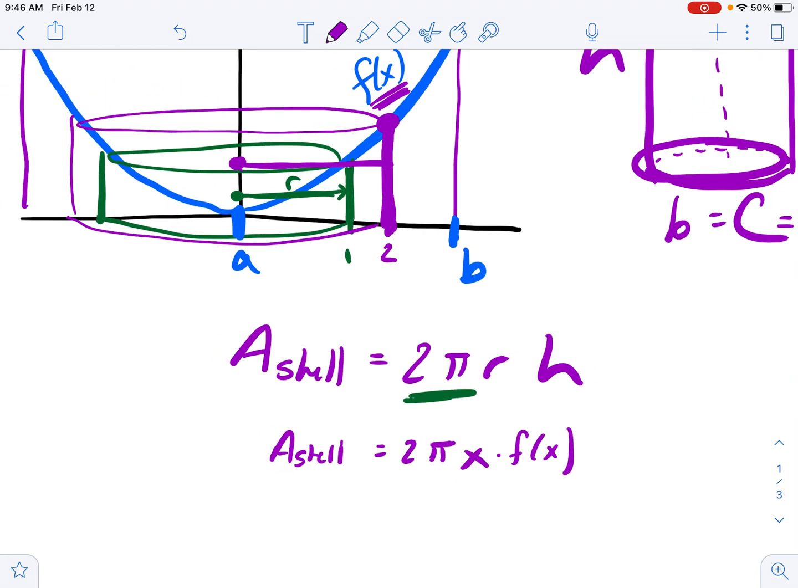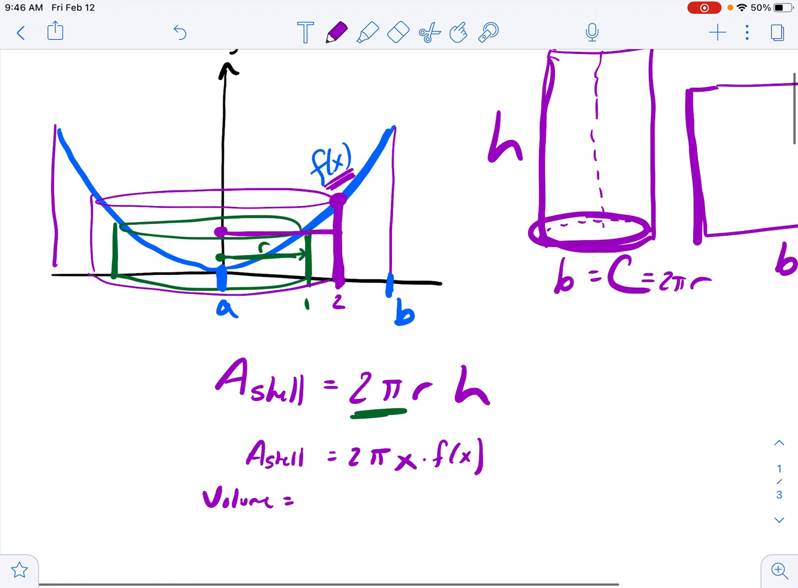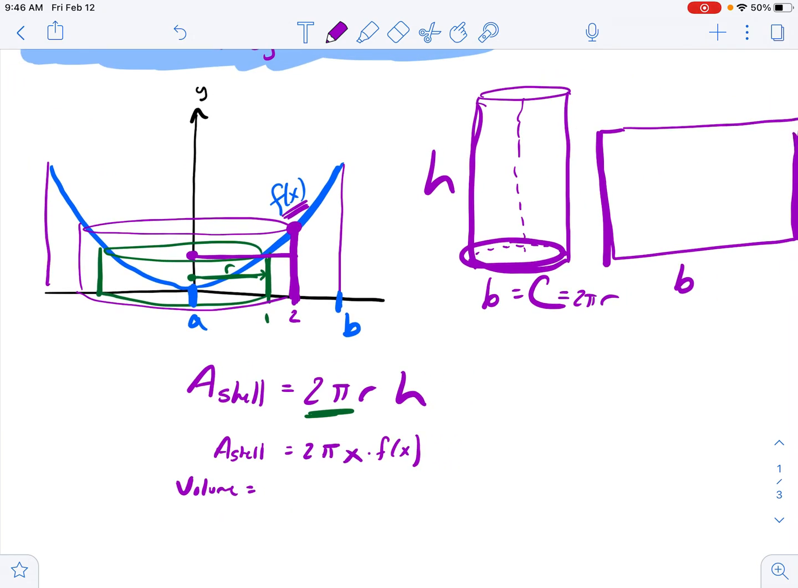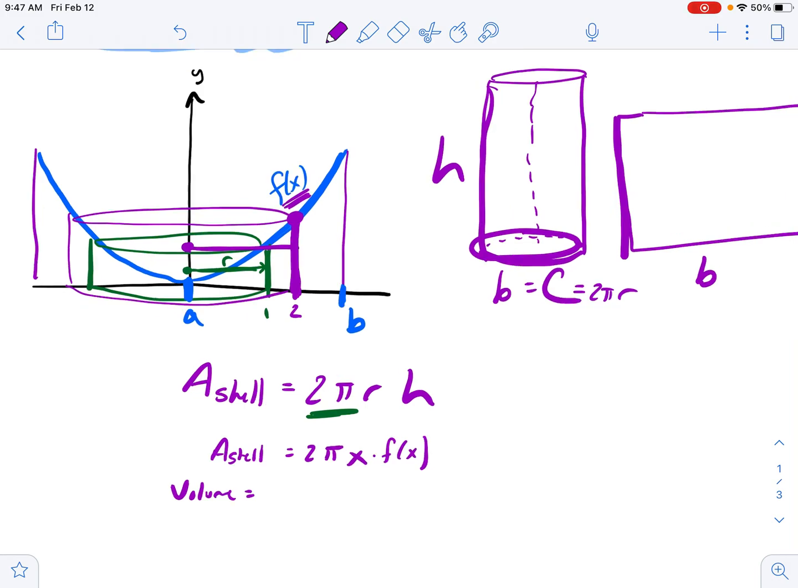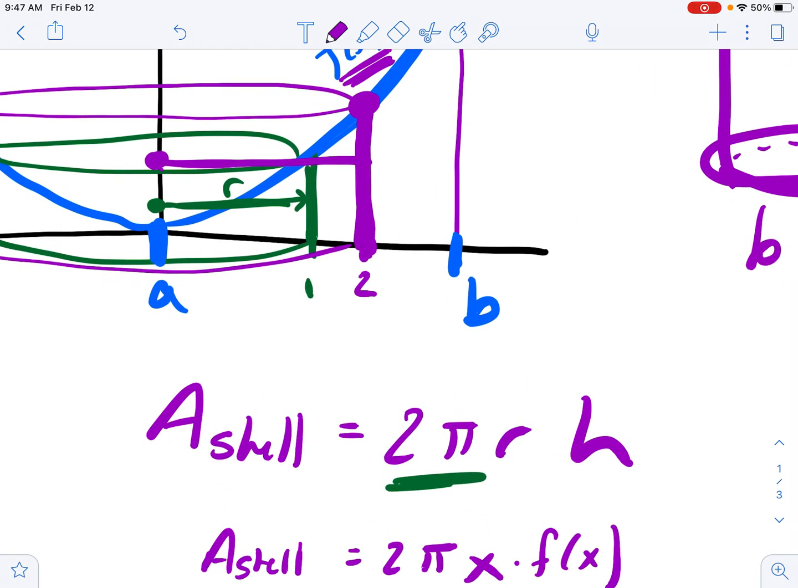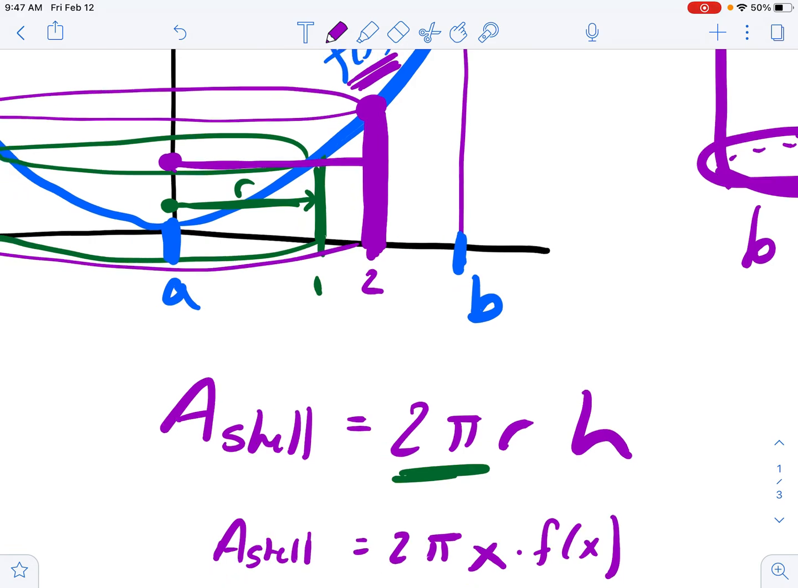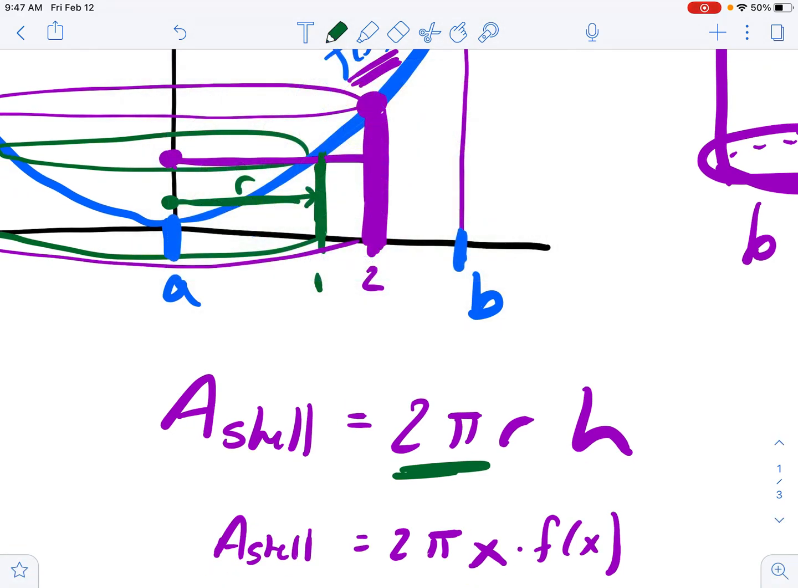Now we want to extend this to volume. Well, what do we need to give it volume? We need a little bit of thickness on this thing, okay? And these do have thickness. Like a sheet of paper has thickness, these infinitesimally thin shells have thickness as well. But the nice thing now is that the thickness is this little change in x from left to right, right? The thickness of these vertical slices are infinitesimally thin, and so we call these thicknesses our dx's.